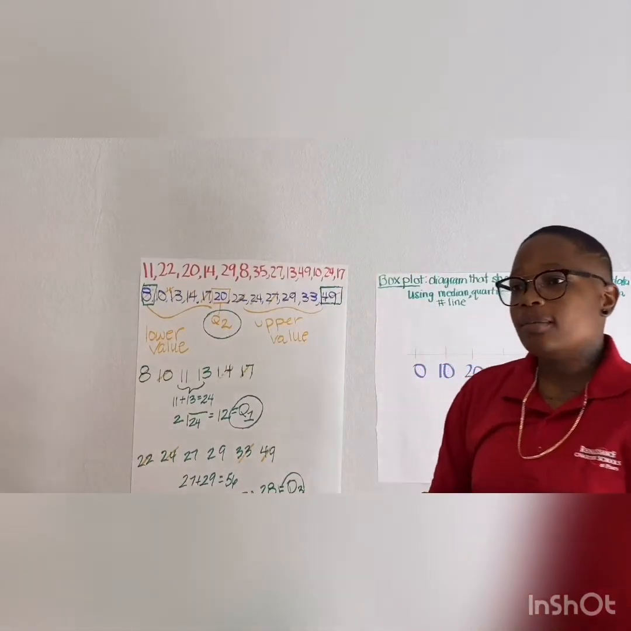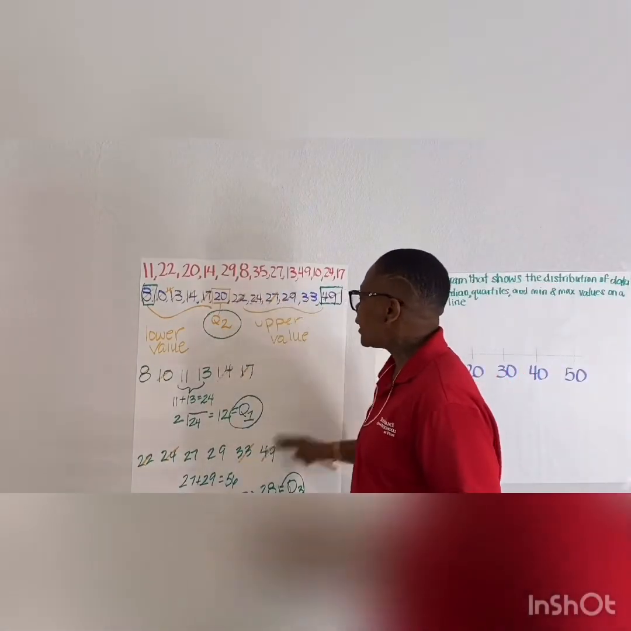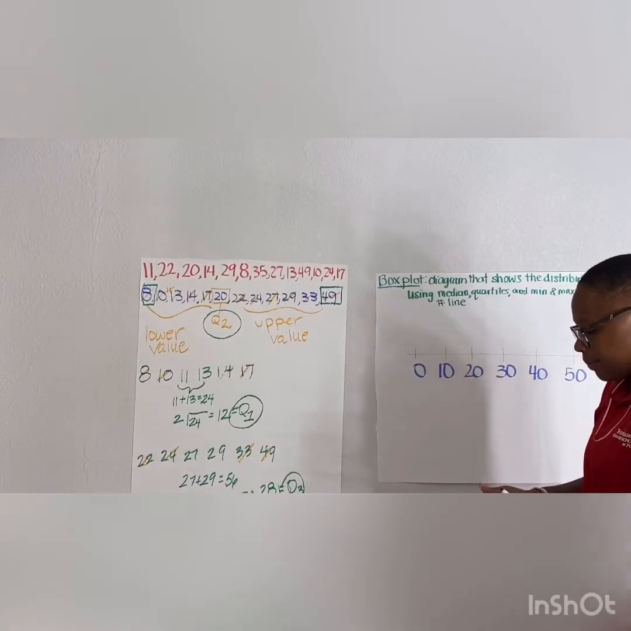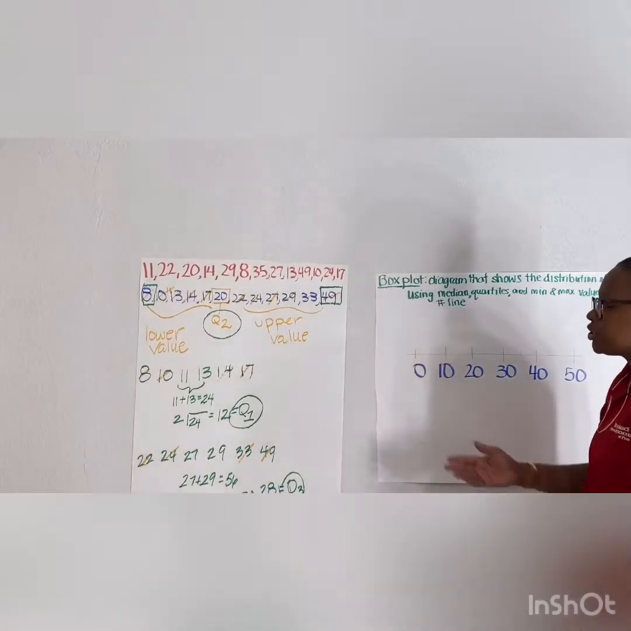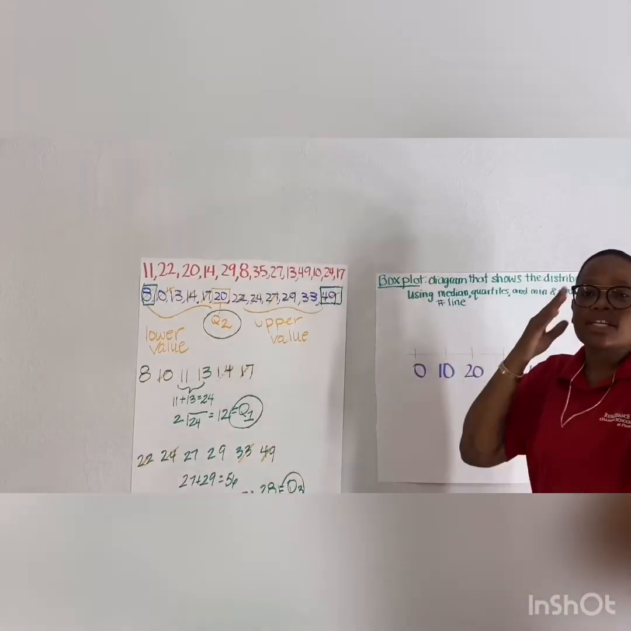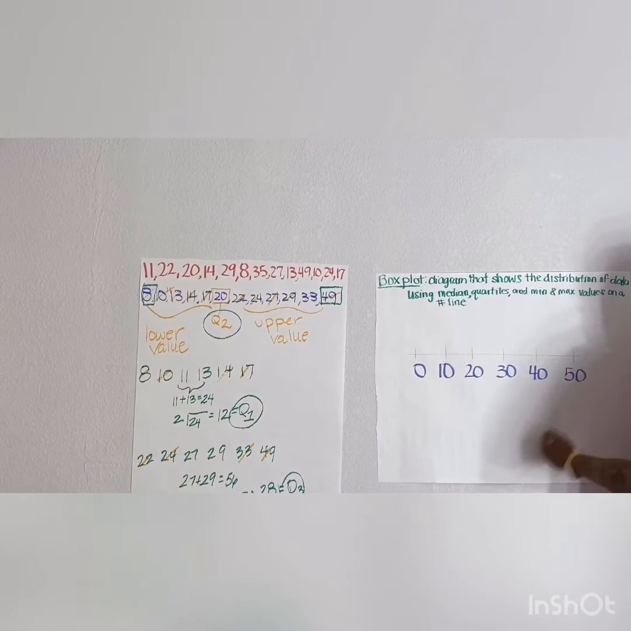So now that we're able to do all that, we can now transfer all this data to a number line. And this is how we're going to do that. So I broke mine up based on tens because we started at 8 and we ended at 49. So all our numbers fall between that subset. So I started at 0 and I ended up at 50. So I did 10, 20, 30, 40, and 50.